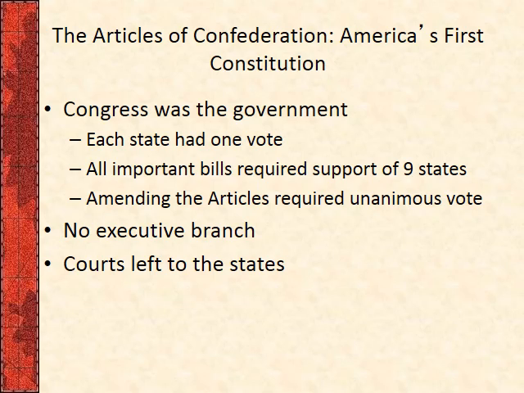If it was an important bill, basically involving any type of international or major domestic matters, you had to have 9 of the 13 states agree to it. So not a simple majority. You had to have a pretty large supermajority here. And in order to amend the Articles of Confederation, you had to have a unanimous vote, a unanimous agreement by all 13 states. That makes it incredibly difficult, if not impossible, to amend this first constitution in America.